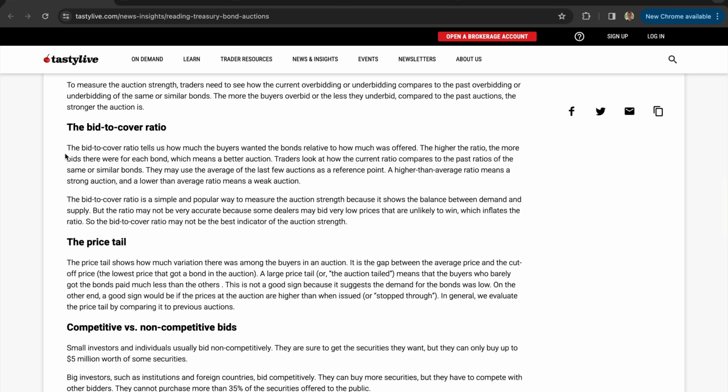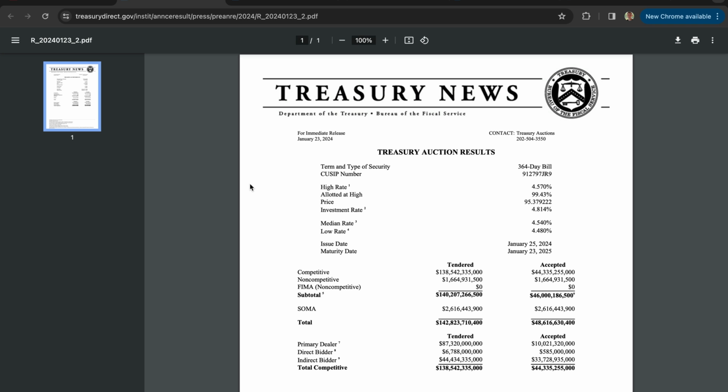The first thing that we're going to be talking about is the bid to cover ratio, and the basic idea of this is how much money is being bid in total versus the amount of money that is actually being accepted, which is based on the amount of treasuries being offered by the Treasury Department. Now, that was a little wordy, so let's look at these actual Treasury auction results and I'll show you what exactly I mean. Now, we're going to go ahead and look at both the January and the March Treasury auction results for a 1-year T-bill, and this is going to illustrate some of the trends for us.